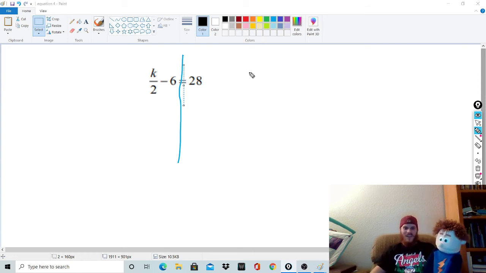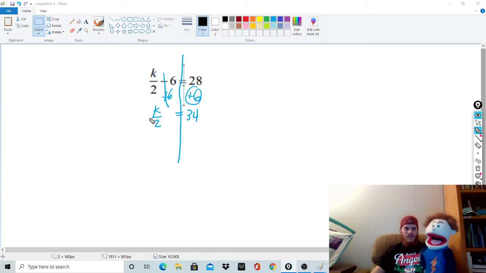So, I got to get the variable by itself, right? Is it by itself? No. So, what do you have to do first? Add 6. Get rid of it. Just on this left side? No, on both sides. Sorry. So, add 6 over here. So, I'm going to get k over 2 is equal to 34.